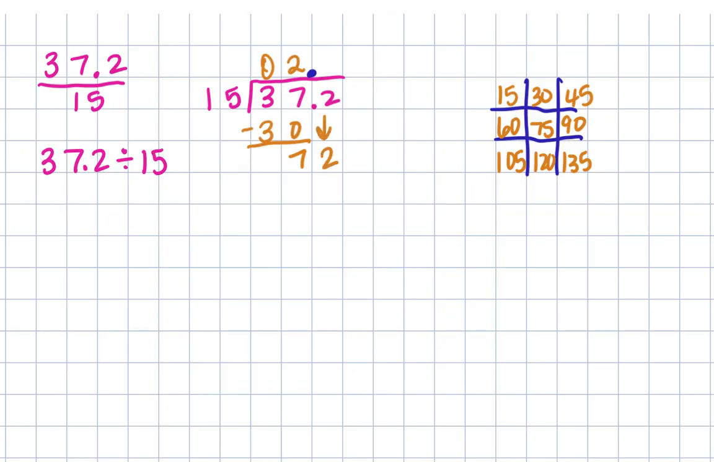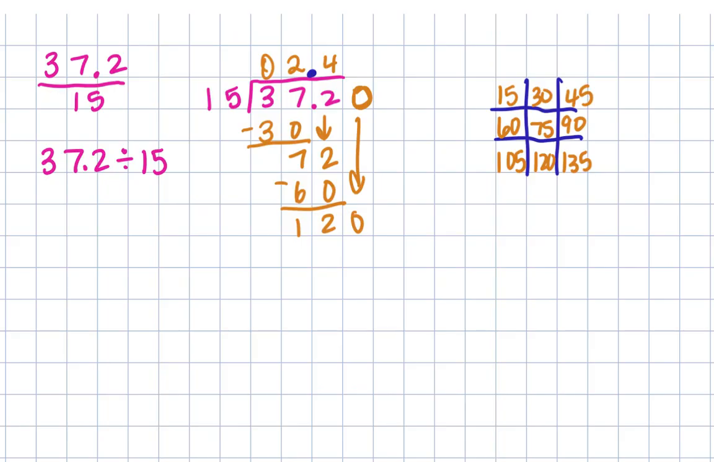What's the closest I can get to 72 without going over? 60, which is multiplying by 1, 2, 3, 4. So I'm going to put the 4 right here and the 60 here. And I subtract and I get 12. So now I'm going to add a 0 in the dividend, not in the quotient. I don't put it in the answer, but in the dividend, and I bring it down.